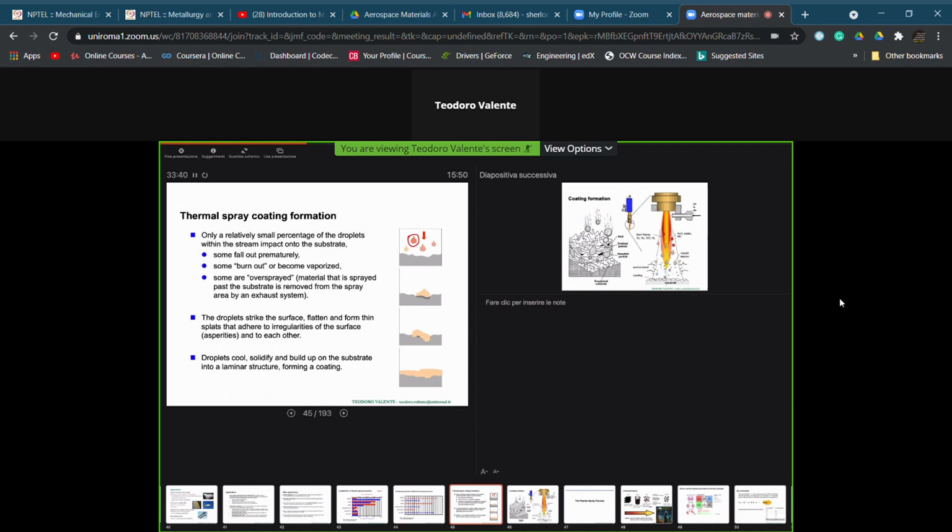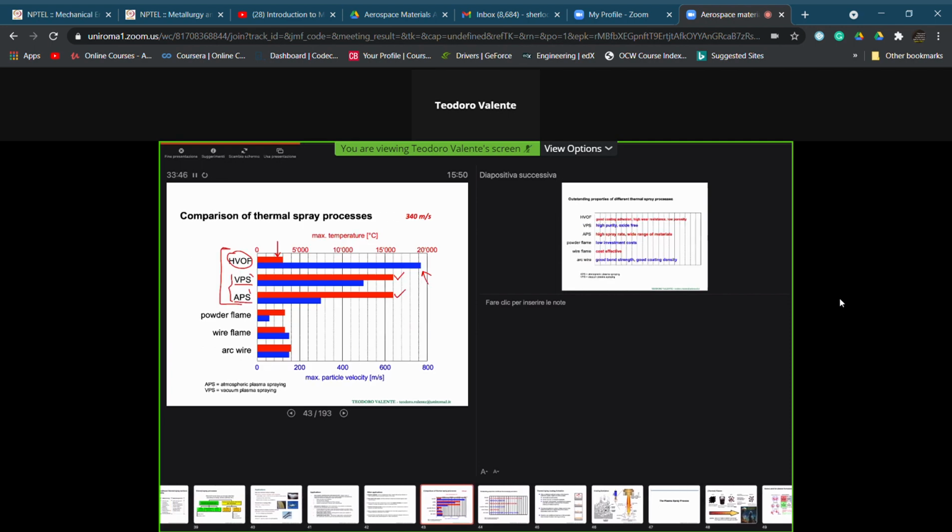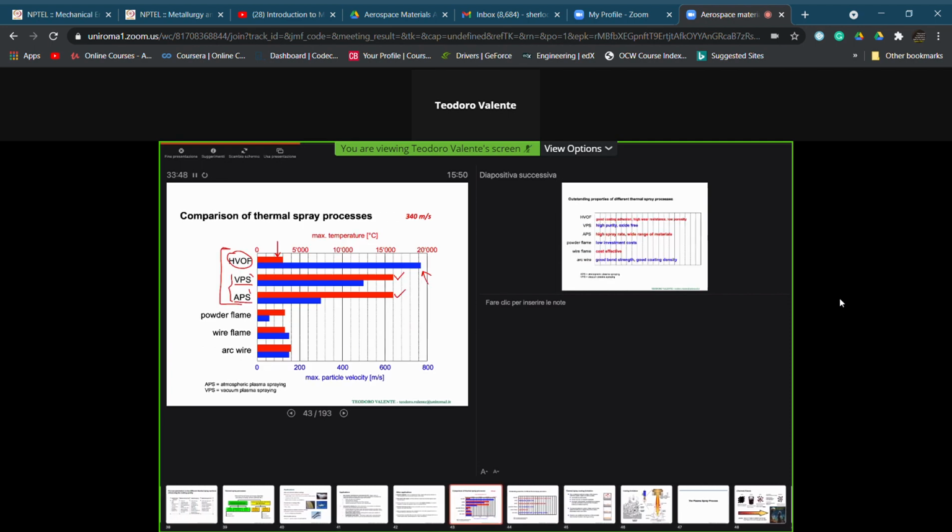Why this difference? Again, because if we remember what we have seen here, in HVOF, we do have two differences from the plasma. First, we do have a lower temperature of the gas phases. And so we need, with respect to plasma, a lower diameter of the particles.